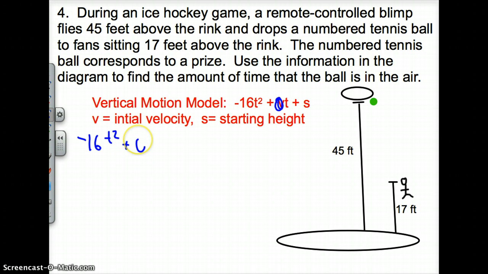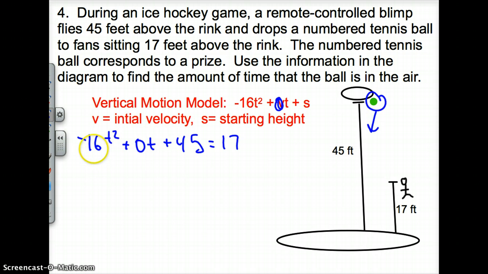So it's plus 0 t plus, now our starting height. Where is our starting height? The ball is being dropped from 45 feet away. So there's our ball. It is being dropped from 45 feet, so it's going to be plus 45. And now equals, it's being dropped to what height? We are sitting at 17 feet, so it's going to equal 17 feet. It has to drop 17 feet.